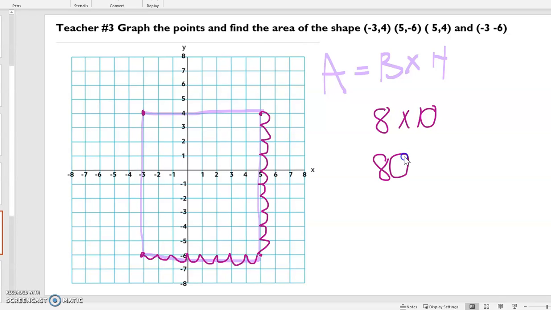Make sure you're showing your work for full credit. You can use a calculator as needed to do that multiplication step, but please show your work and your counting for your base and your height. Keep in mind that if this shape was a triangle, I would do base times height and then divide by 2.